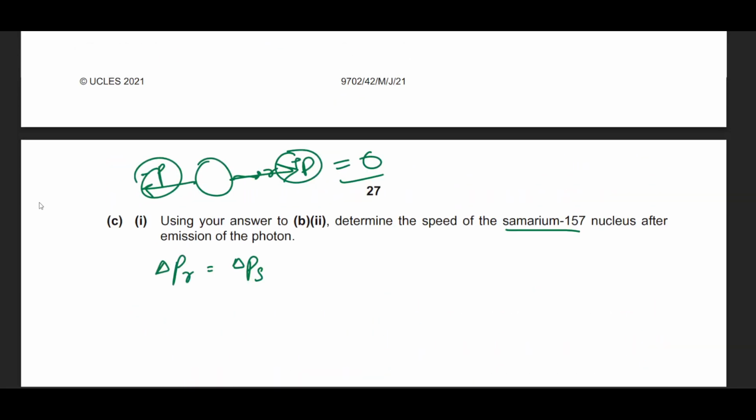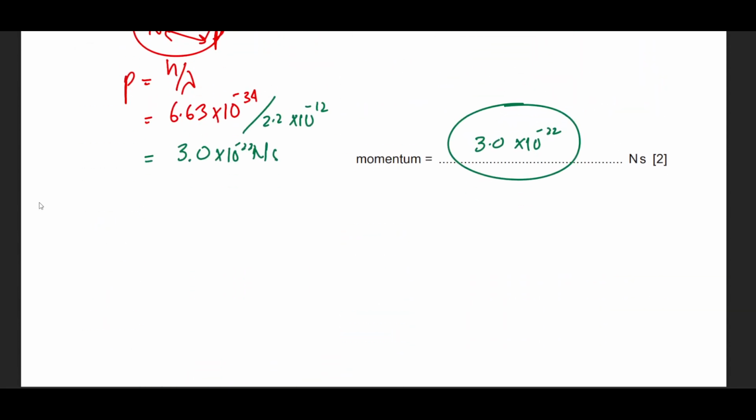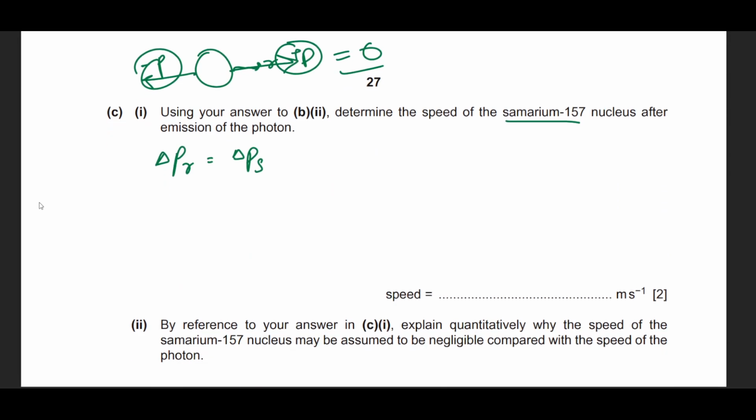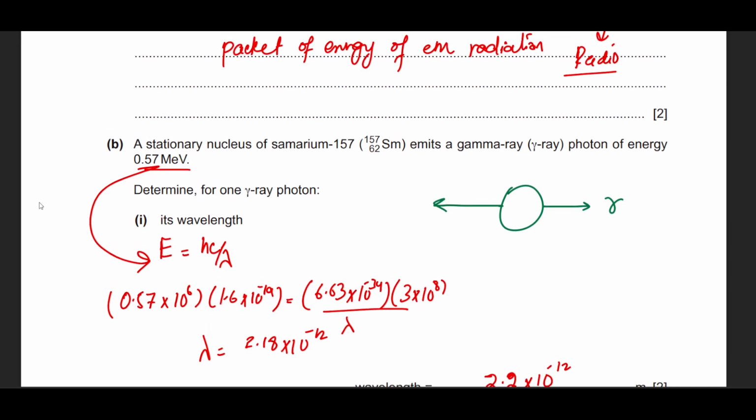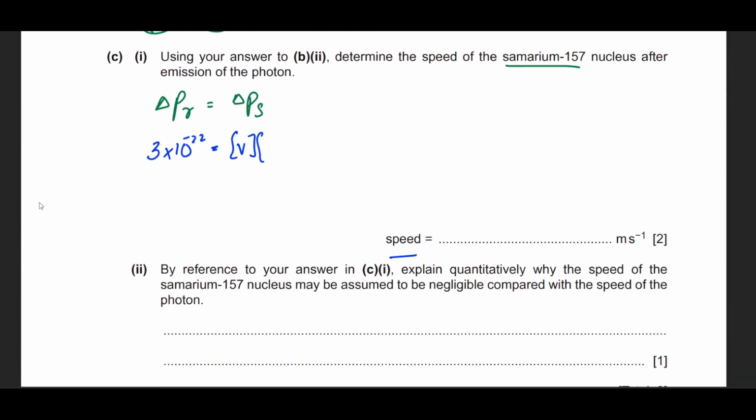So we have calculated the momentum of the gamma photon, which is 3 into 10 raised to power minus 22. Velocity is what we need to find out. And let's calculate the mass of samarium. This is interesting. 157 is protons and neutrons combined, right? So simply take 157 nucleons into the atomic mass unit, which is 1.66 into 10 raised to the power minus 27.